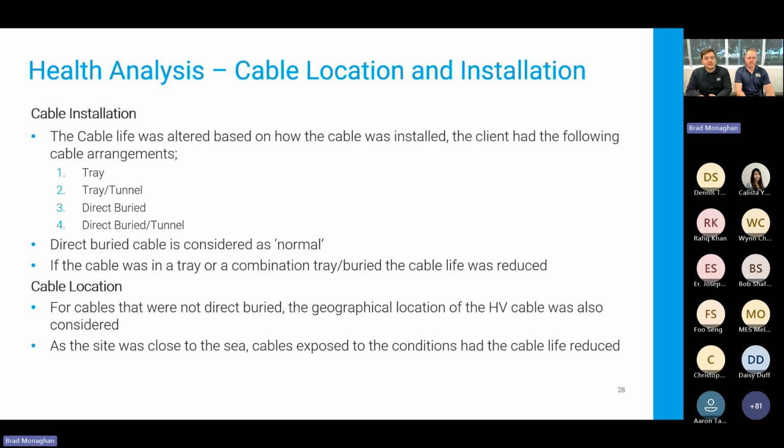The location also comes into effect. Because geographically this site was quite close to the water, and as Brad said, there were punctures in the sheaths and they were getting rusting of the screens. So that location physically affects the health of the cable. However, it only affects the cables which are exposed. So direct buried cables, the few they had, their health wasn't lowered based on the fact they were close to the ocean. And this is just what we did for this particular model. You may have a very different network, a very different geography, and it may change for you, and it can all be factored in. It's just a matter of making the models and calibrating them for your network.